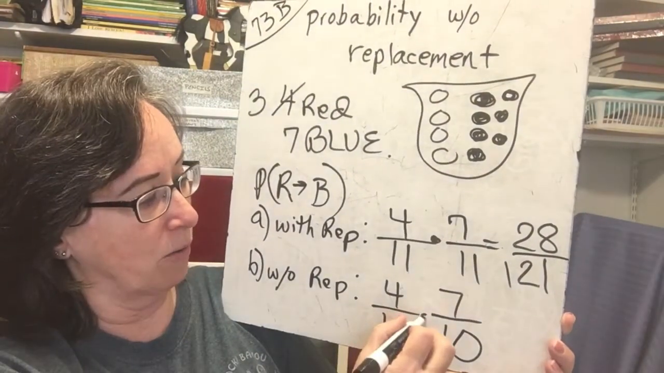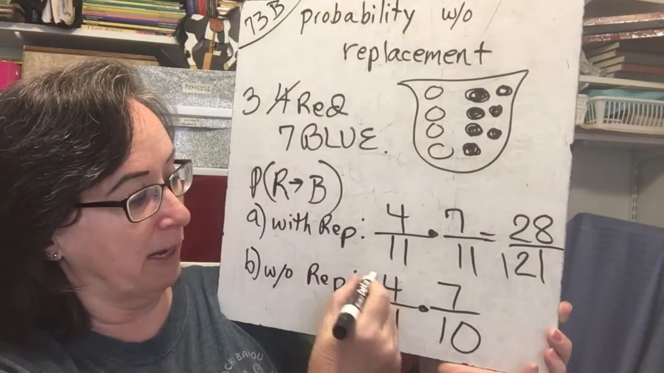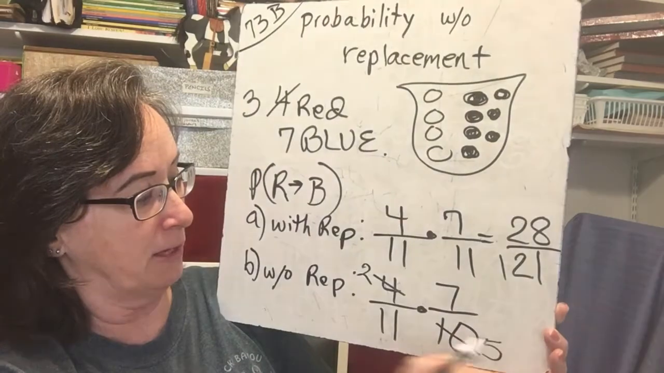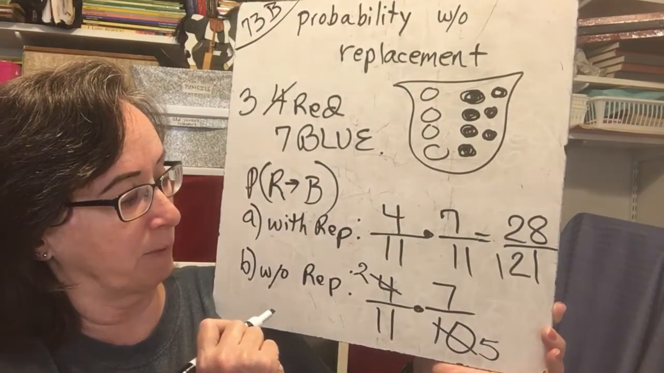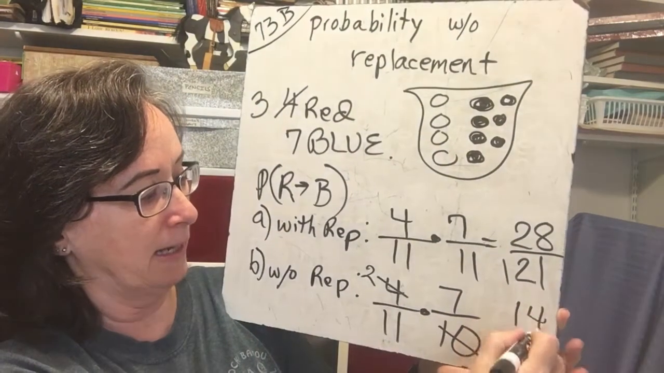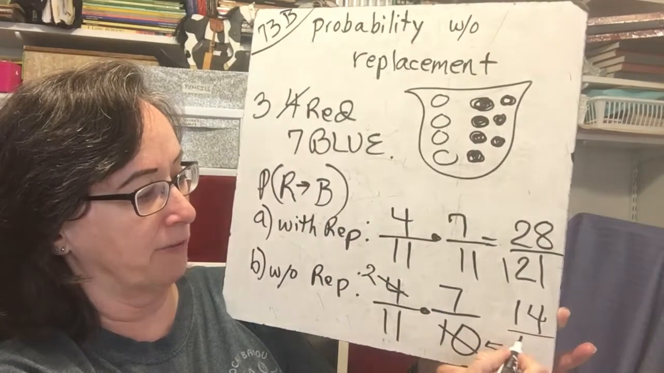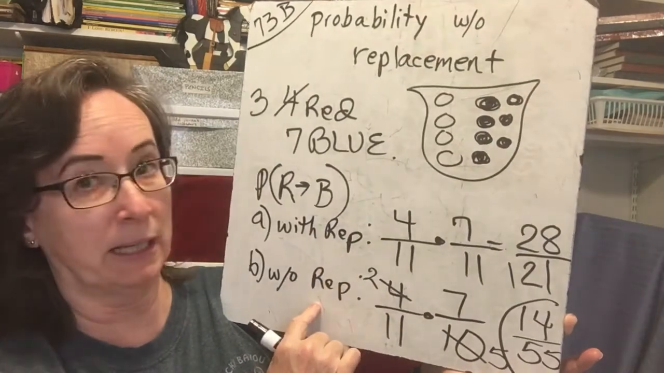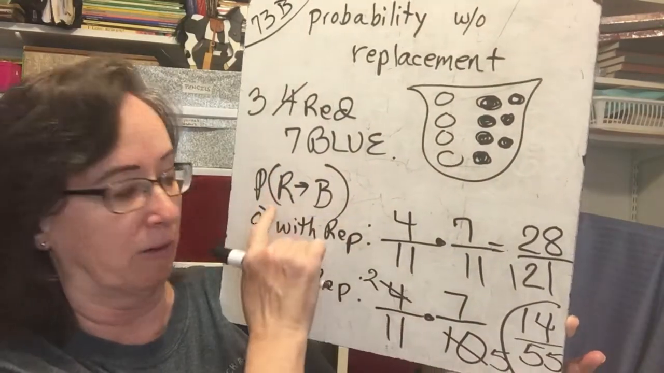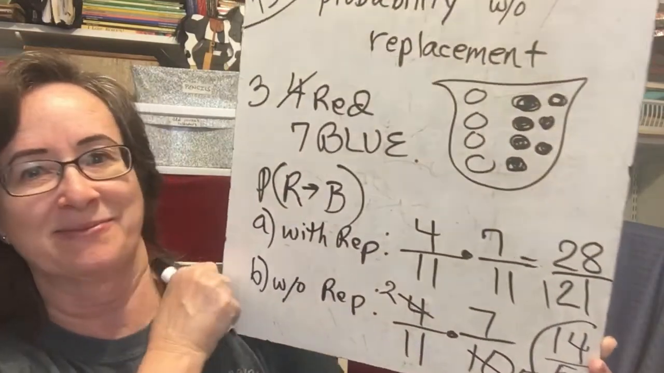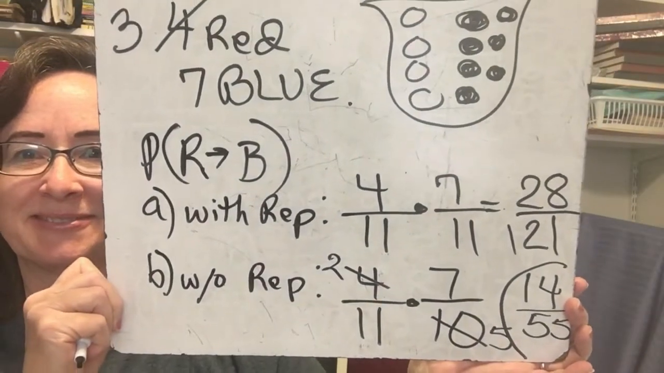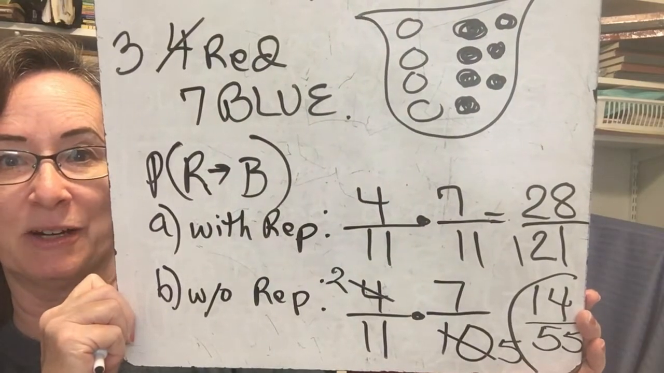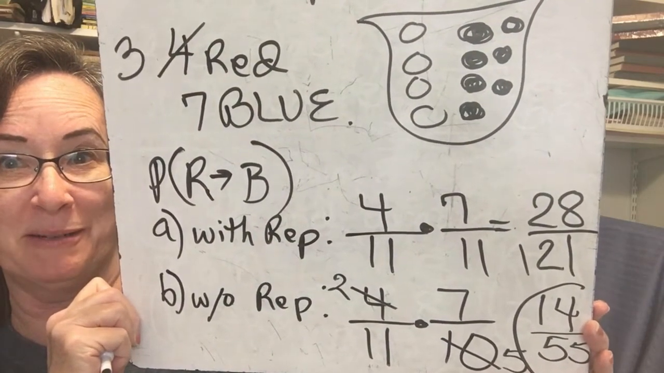Okay, so on this one, my 4 and my 10 would simplify to a 2 and a 5. And nothing else will simplify, so I'm going to get 14 out of 55 for my probability of this scenario without replacement. These are a lot of fun too. So now we are done and ready to go to our practice problems. So get your paper ready.